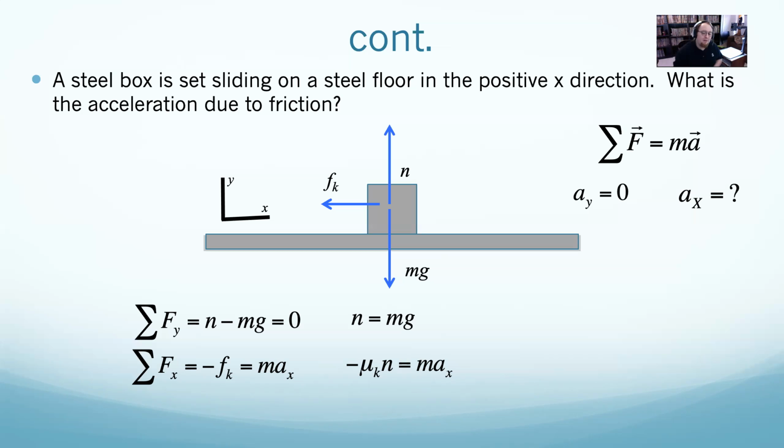And I just said above that in this case, the normal force is mg. This allows me to divide both sides by m and say my acceleration is the coefficient of kinetic friction times g. And so as long as I know the coefficient of kinetic friction, I know the acceleration because I know g.